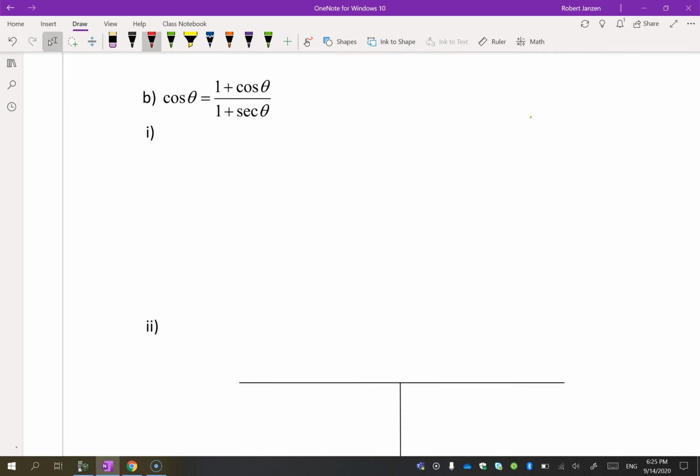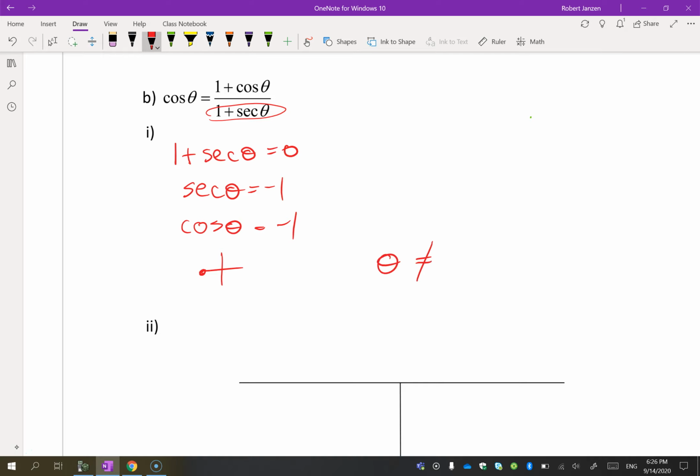Let's try the next one. First thing you're supposed to do is look at what are the non-permissible values. Well, right here, we have to figure out where is 1 plus secant equal to 0, because we cannot divide by 0. So this is where is secant equal to -1. Well, that means the reciprocal is where is cosine equal to -1. And we know that that's here. So theta cannot be pi, because if you have pi, then you'll get 0 in the denominator.